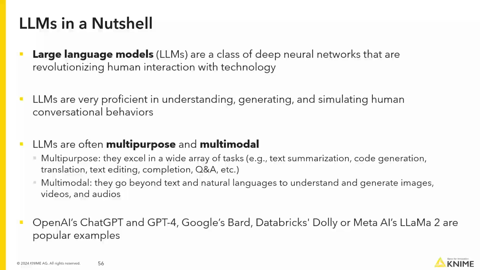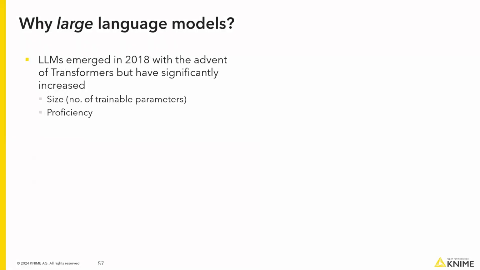And I'm sure you all have heard about some of the most popular examples from OpenAI, ChatGPT or GPT-4, Google's Bard, and Dolly by Databricks, and so on. But why are they called large language models? Where is this large coming from? To be fair, language models already emerged in 2018, when the deep learning architecture of the transformer became popular.